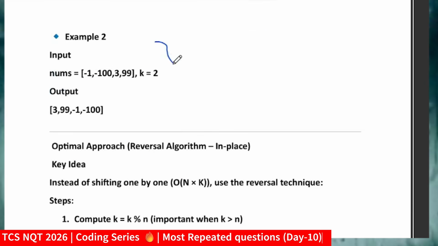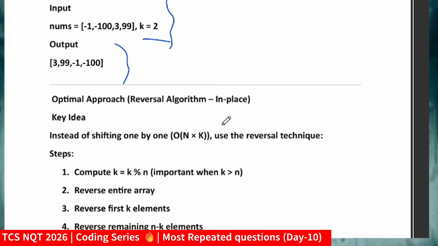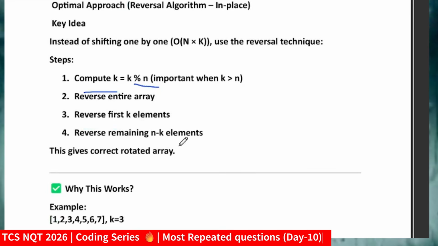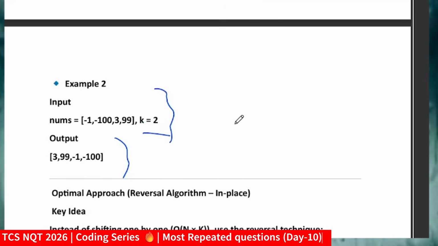Now talking about the input scenario, you have to take the input array and the k value, and output the array after rotation. The optimal approach I am applying here is the reversal algorithm, which is in place. What we will do is compute k as k mod n, reverse the entire array, reverse the first k elements, and reverse the remaining n minus k elements. Suppose this is the array.